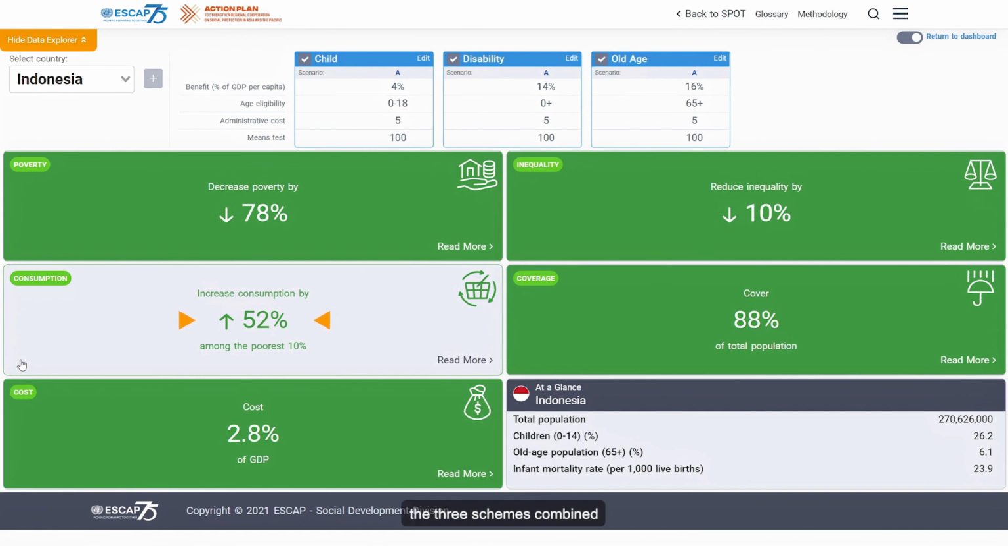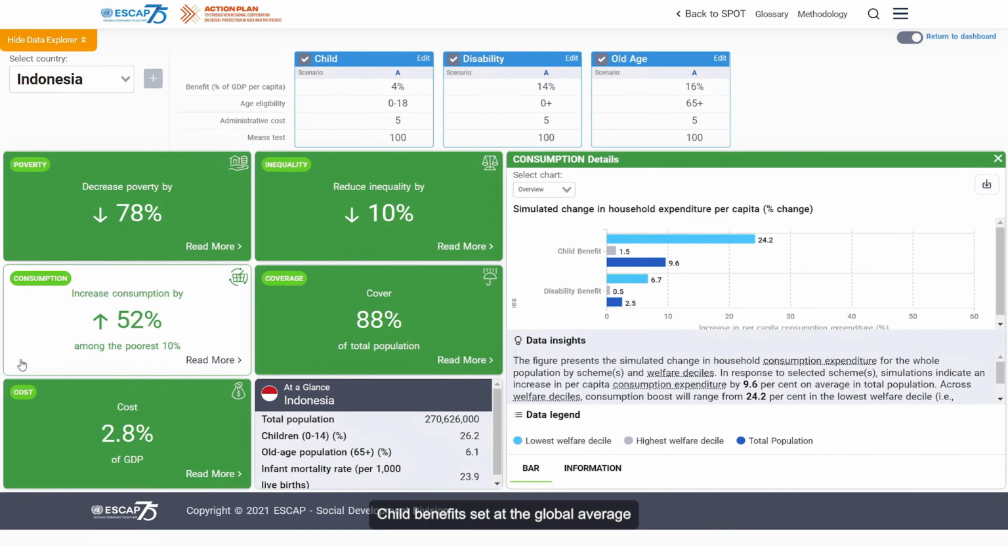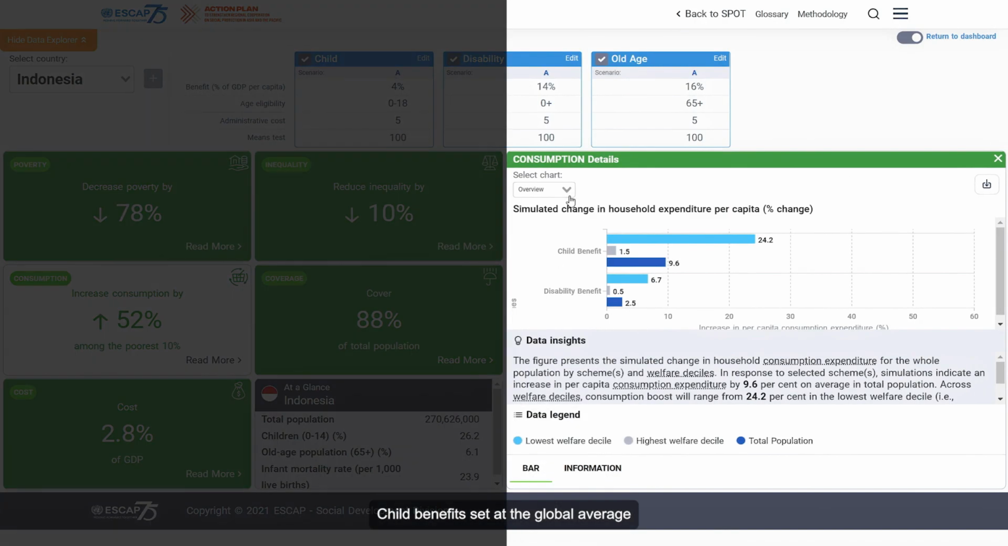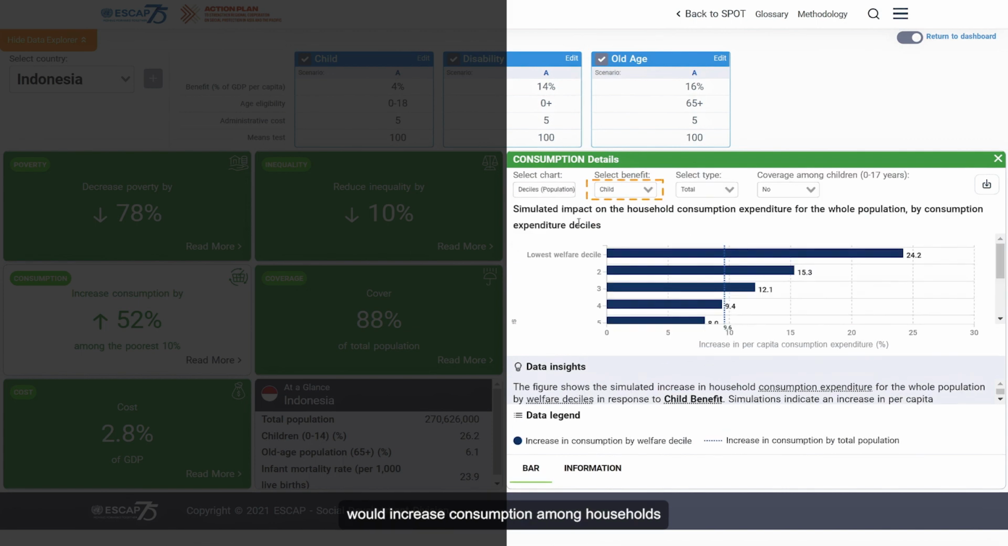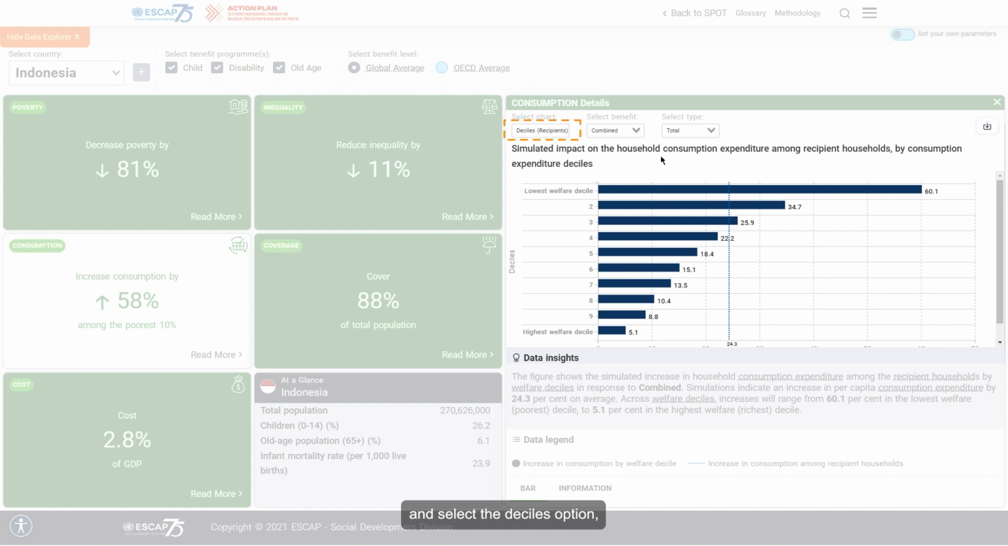simulations indicate the three schemes combined would increase consumption by 52% among the poorest 10%. Child benefits set at the global average would increase consumption among households in the poorest decile by 24%. Set at the global average, old age benefits would boost consumption by 21.1% for the poorest decile. If we take a closer look and select the deciles option, we can see the impact of the combined schemes across income deciles for recipients.